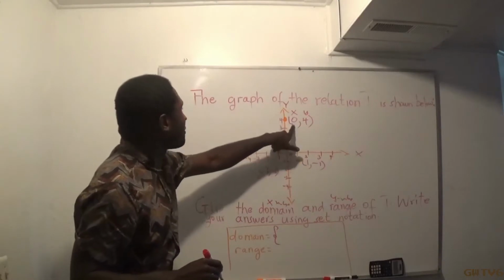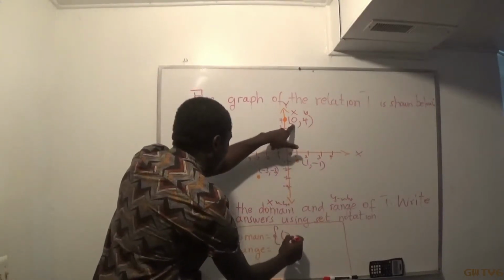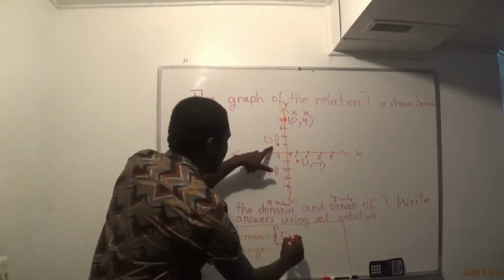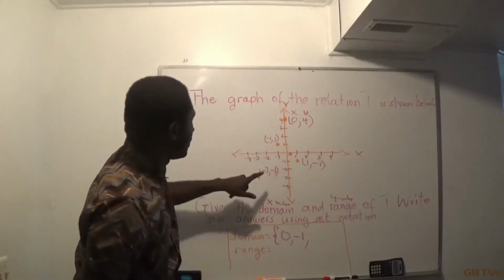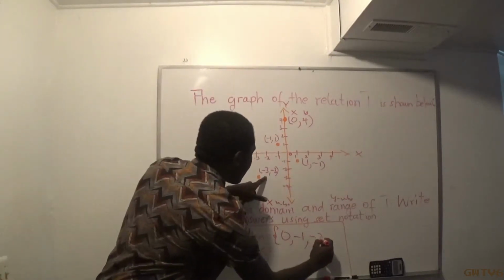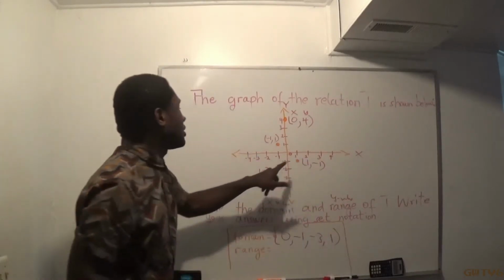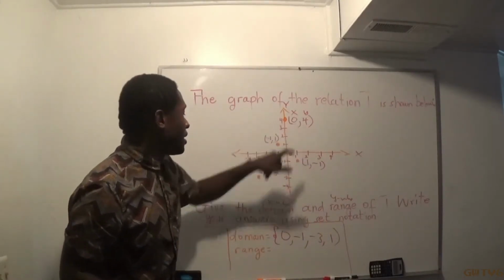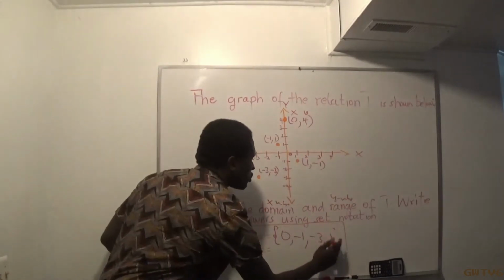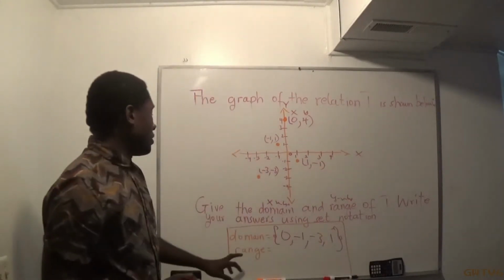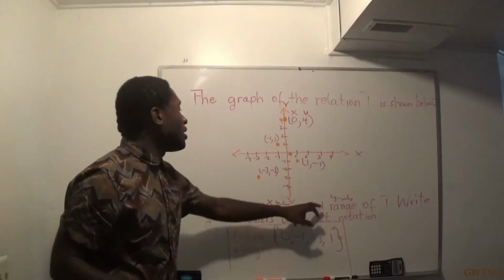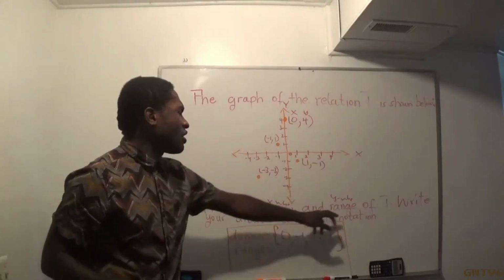For the first point, my x is 0. This one, x is -1. That one, x is -3. That one, my x is +1. So I just copied my x's, and that is my domain, and it has to be in set notation. For my range, that will be my y values, and again it has to be in set notation.